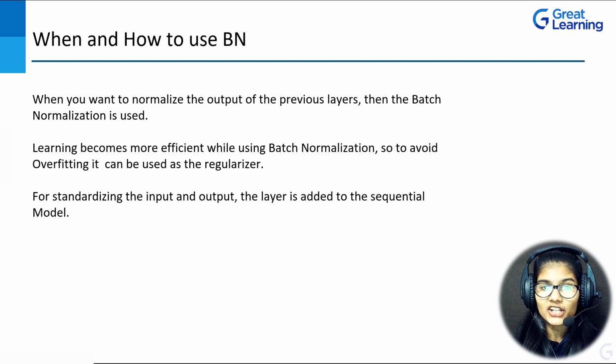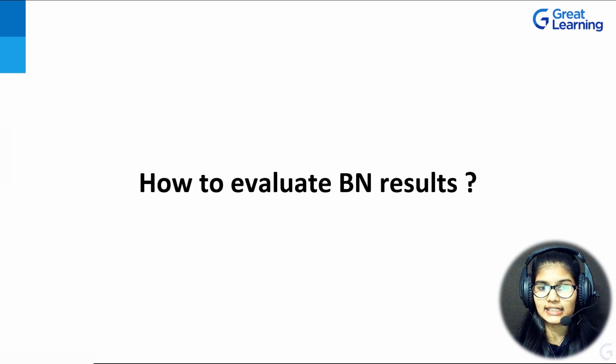Now, in batch normalization, learning becomes more efficient. It can be used as a regularizer. Third, for standardizing the input and the output, the layer is added to the sequential model. So, to the sequential model, a layer is added for standardizing the input and the output. So, this is how and when you have to use batch normalization.